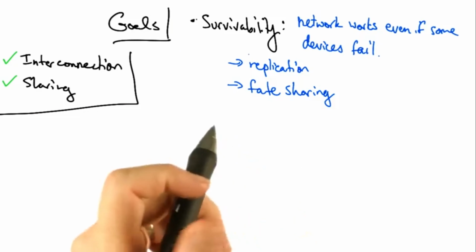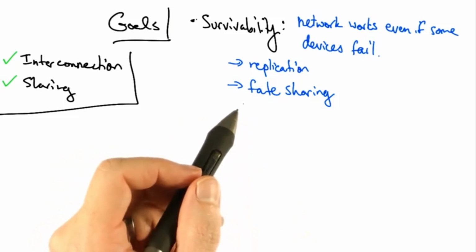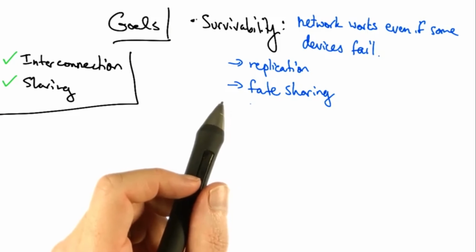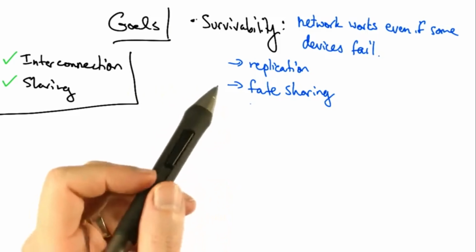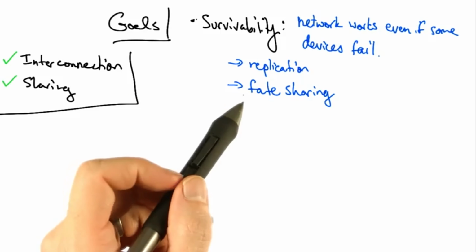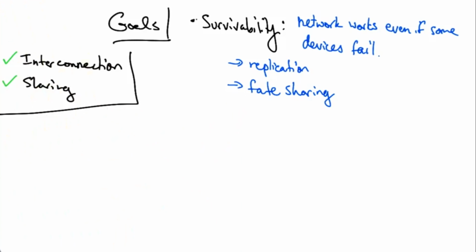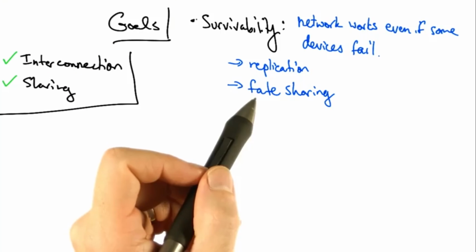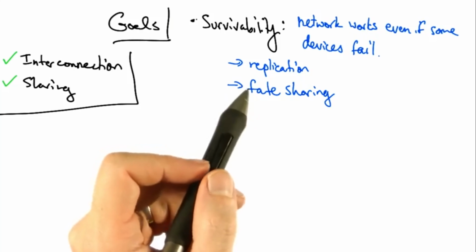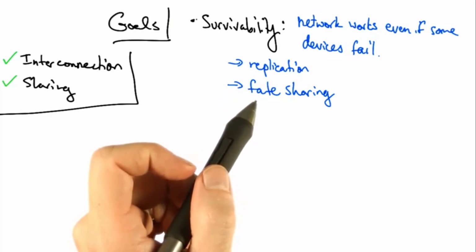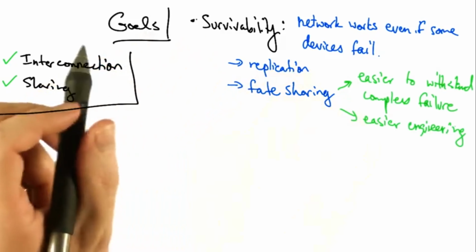Another way to design the network for survivability is to incorporate a concept called fate sharing. Fate sharing says that it's acceptable to lose state information for some entity if that entity itself is lost. For example, if a router crashes, all of the state on the router, such as the routing tables, are lost. If we can design the network to sustain these types of failures, where the state of a particular device shares the fate of the device itself, then we can withstand failures better. So fate sharing makes it easier to withstand complex failure scenarios, and engineering is also easier.